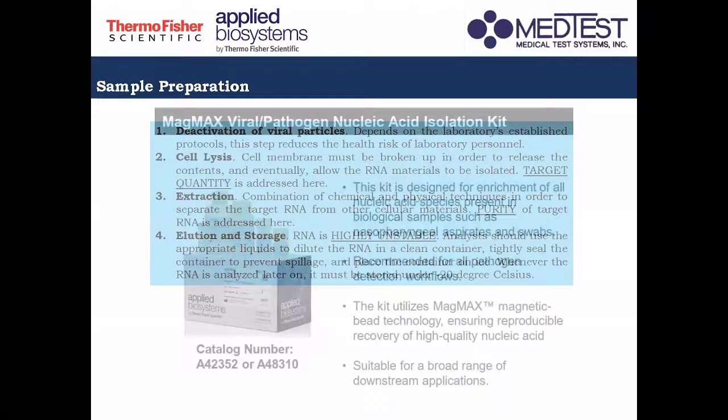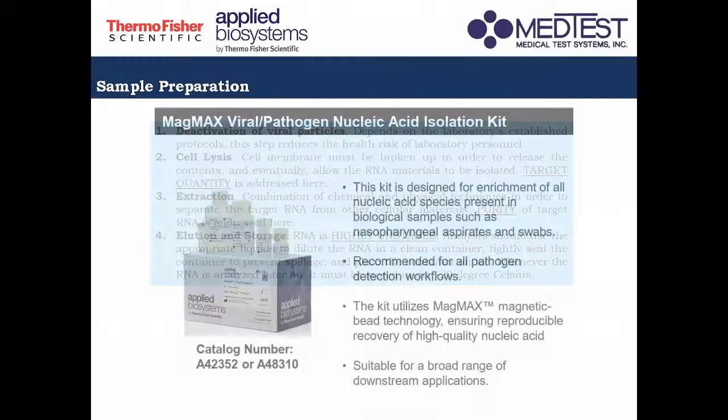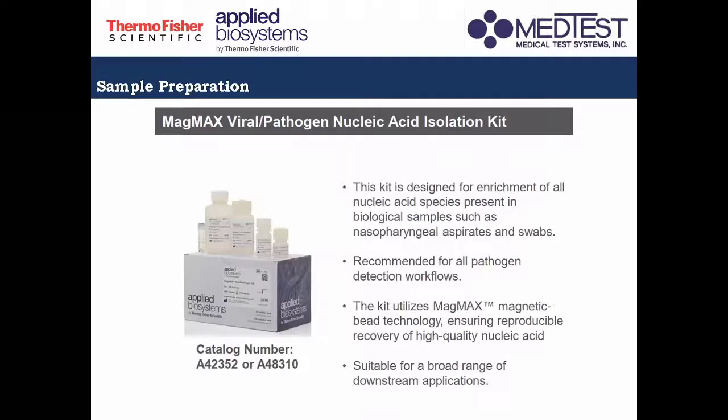So one of the extraction kits that we use for analyzing the pathogens in a sample is the MagMax viral pathogen nucleic acid isolation kit. Now, this kit is designed to work with almost all types of samples, including the nasopharyngeal swabs or samples and aspirates.